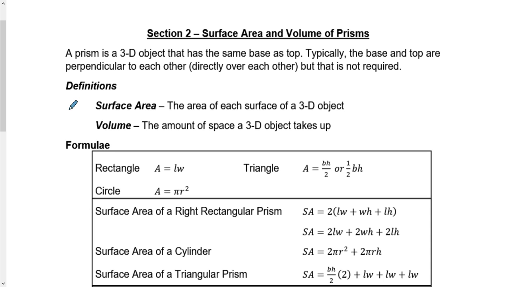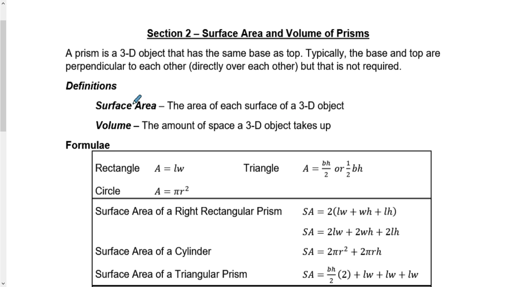In this section, we're going to go back to grade 8, where we're talking about surface area and volume of prisms. So first off, a prism is any 3D object that has the same base as top. Now, typically the base and top are perpendicular to each other, meaning they're directly over each other, but it is technically not required.